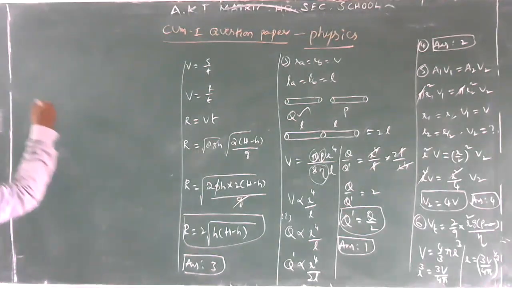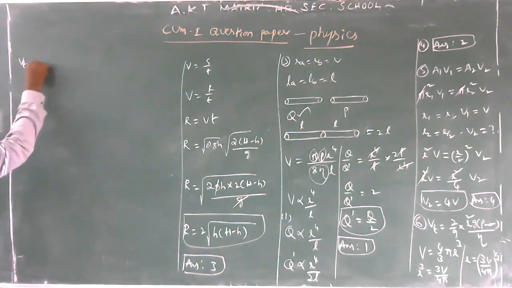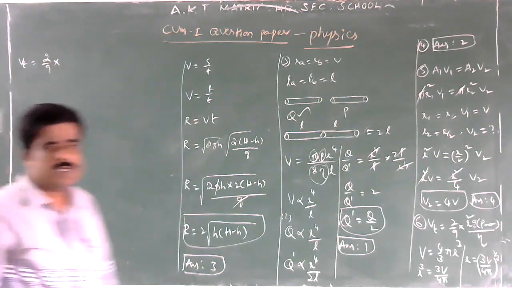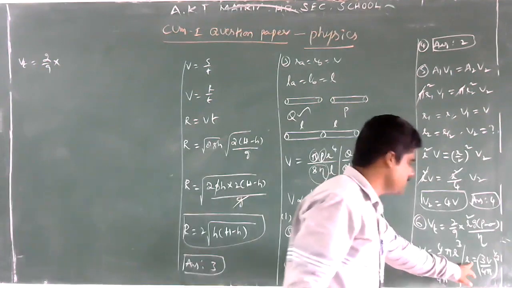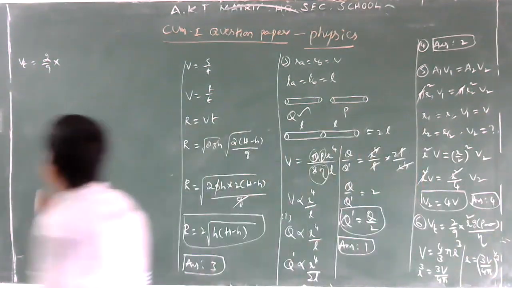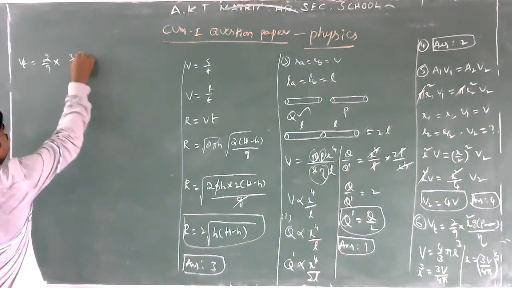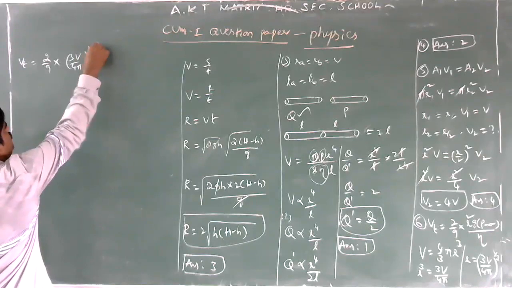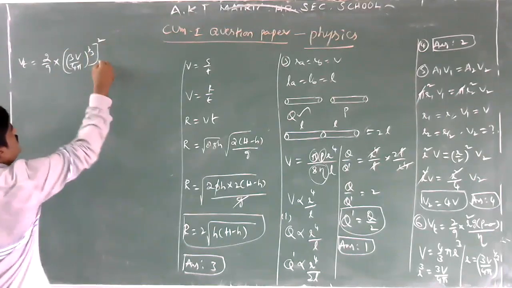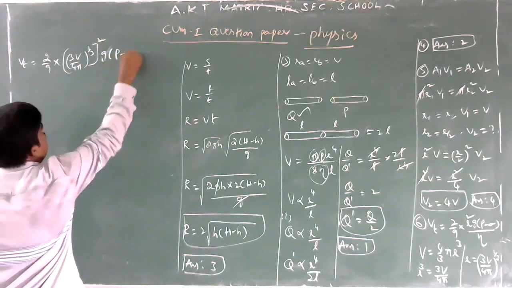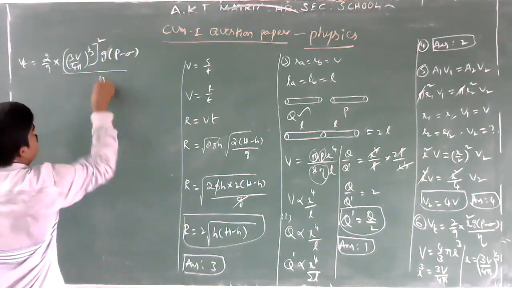Next, here terminal velocity Vt is equal to formula 2 by 9 into r square. R is radius of sphere. What is formula for radius of sphere? R equal to 3V by 4 pi whole power of 1 by 3. So in place of r, 3V by 4 pi whole power of 1 by 3 whole square into rho into g into rho minus sigma by eta.